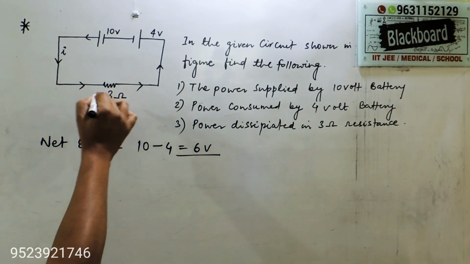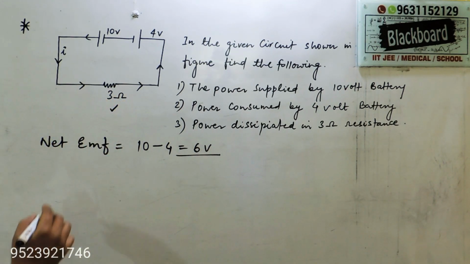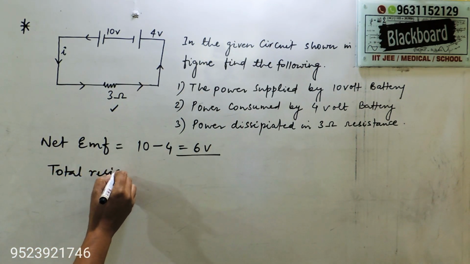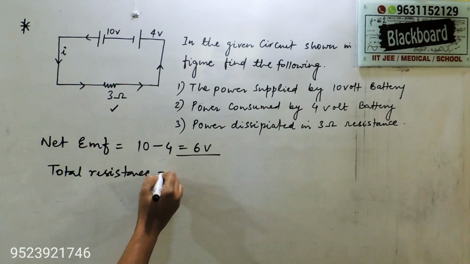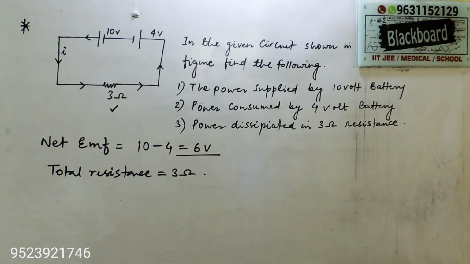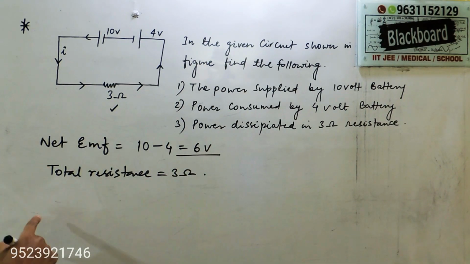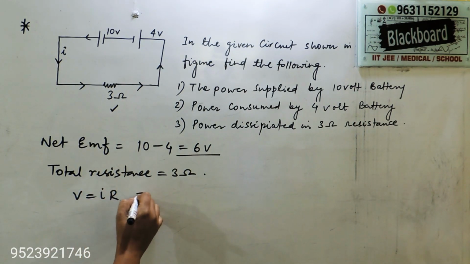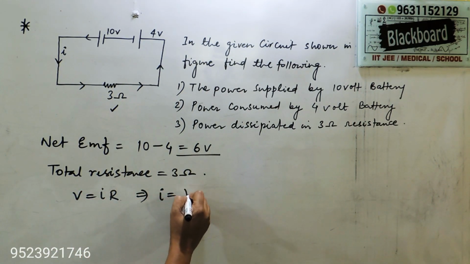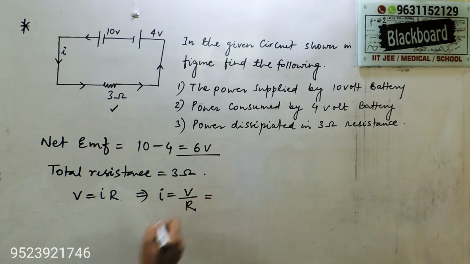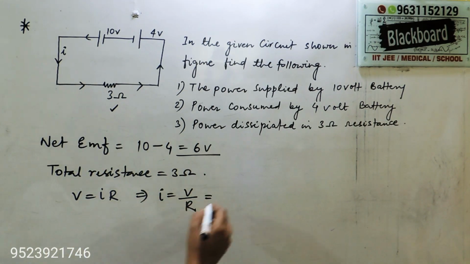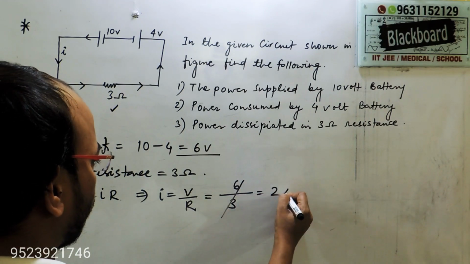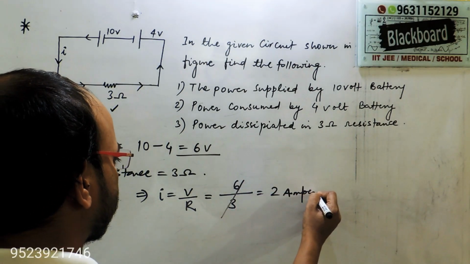And here the resistance is 3 ohm, and total resistance is 3 ohm. Now the current: V equals IR, which implies I equals V upon R. V is the potential, 6 volt, and R is 3. That means this is 2 ampere current.